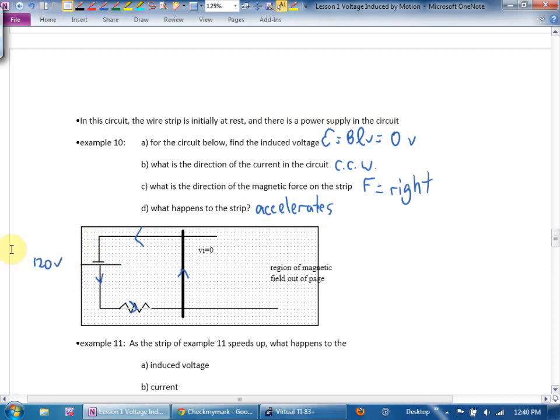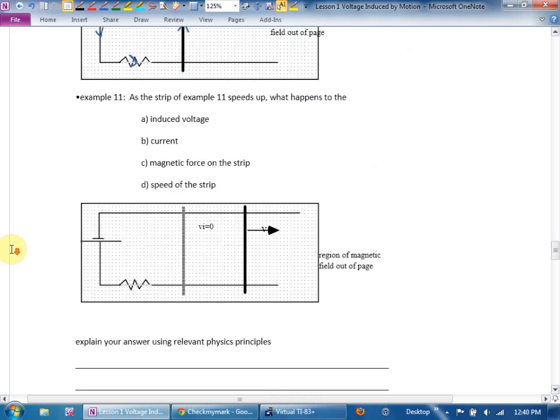Now, here's the neat thing. Example 11. As soon as it starts to accelerate, not only are the charges traveling up the bar because of the battery, because of the current, but now they're also moving to the right. As soon as it starts to accelerate, the charges now have two components, vertical and horizontal. They're moving to the right.